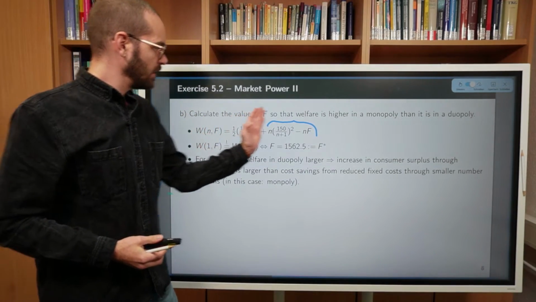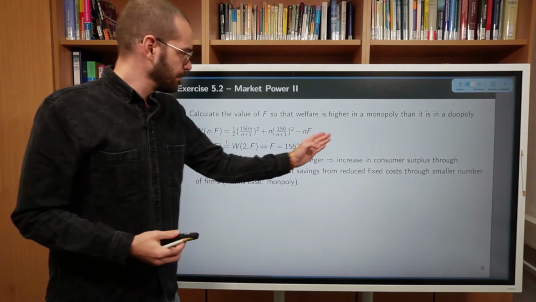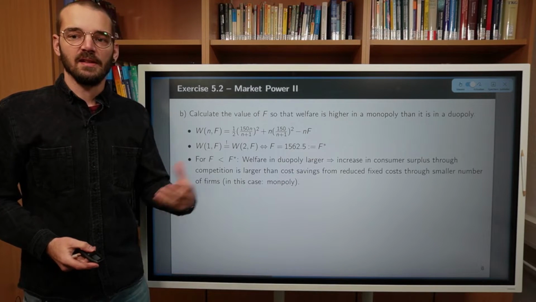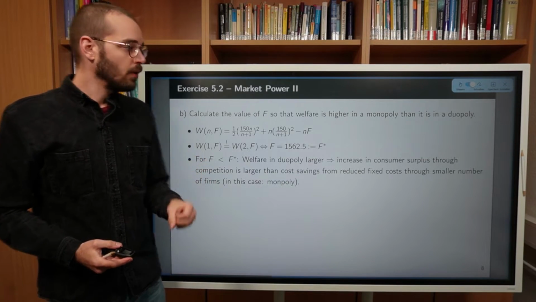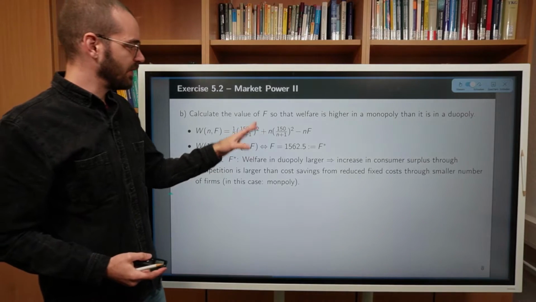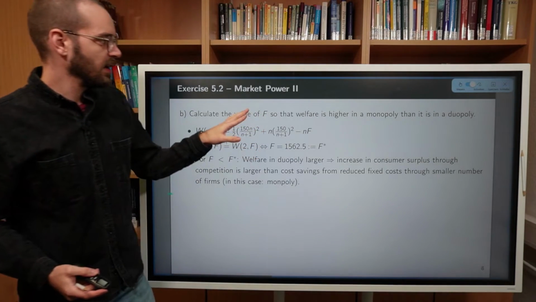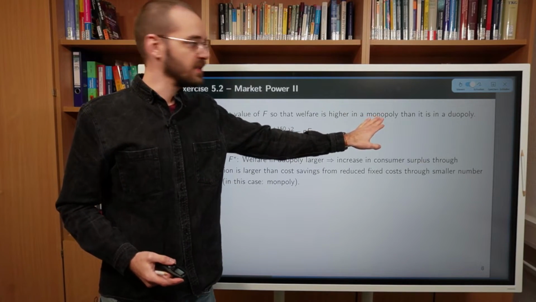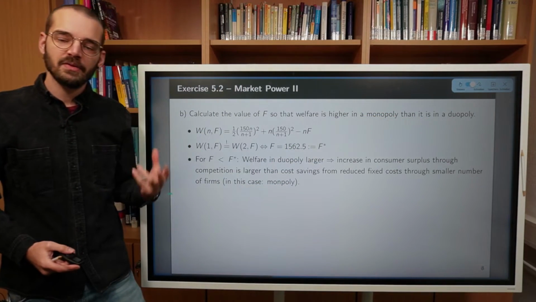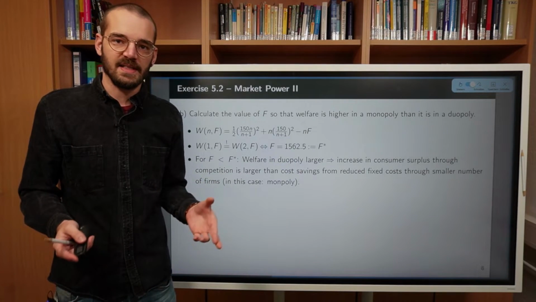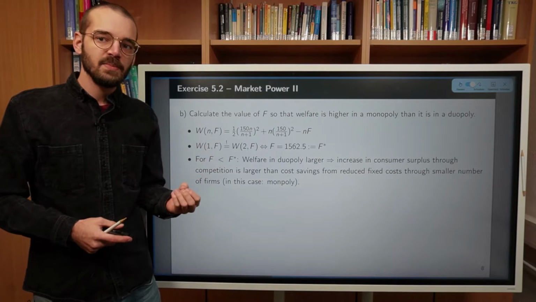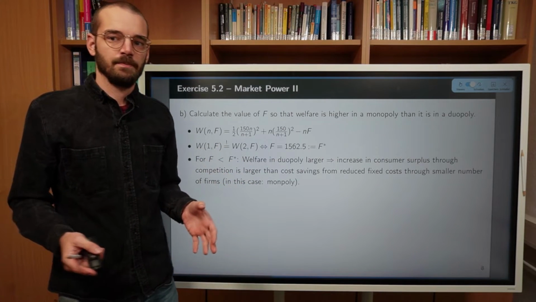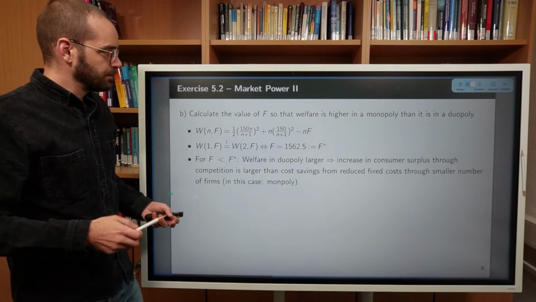Okay, now with this formula, we conceptually do the same thing that we just did in the previous task, right? In order to find a value for the fixed costs so that the welfare is larger for n equal 1 than it is for n equal 2, we have to find these boundaries exactly, right? And then make a statement on the interval of the fixed costs within these boundaries, okay?